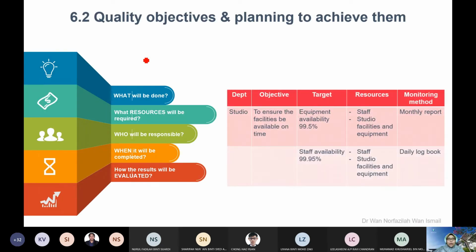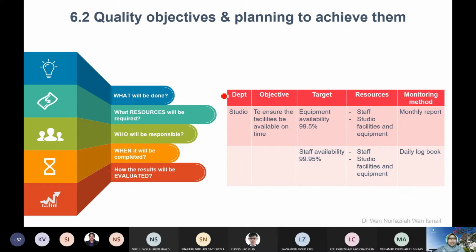Okay, 6.2, we are talking about quality objective and planning to achieve them. Okay, every lab or organization that certified with ISO 9001 should have quality objective. Kalau tak certified pun patutnya ada quality objective. They might have their own management system, not using ISO 9001, but they have their own. They also have the quality objective, how to achieve the quality, what they need to do, and planning to achieve them, how they want to achieve the quality objective.